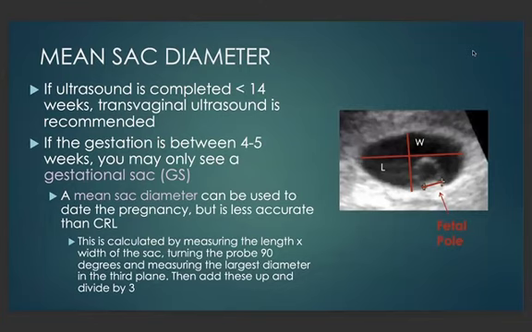So when you do use an ultrasound to date a pregnancy, a transvaginal ultrasound is highly recommended. And if their gestational age is between 4 to 5 weeks, you want to see a gestational sac. And so you measure the mean sac diameter to date the pregnancy. And this is less accurate than the CRL, but it's still valid. You want to note a fetal pole when you're noticing the gestational sac.